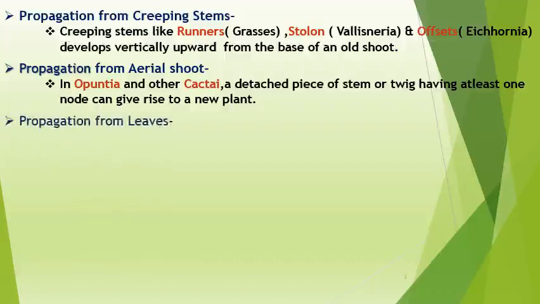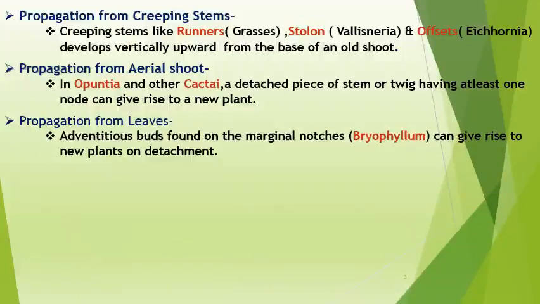Next category is related with the propagation from leaves. This is another unique mode of vegetative propagation in plants in which the parts of the leaves can produce the new young ones from the margins of structures. In this, we can just take the example of the Bryophyllum, in which the adventitious buds are present on the marginal notches, which can give rise to the new plant.